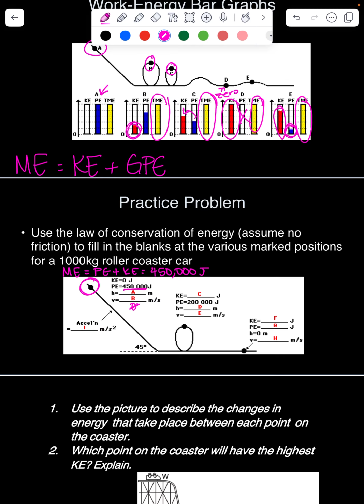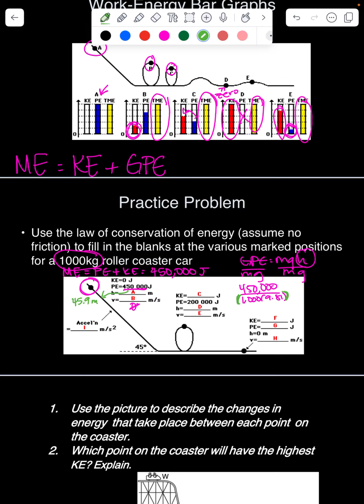To find our height, we know that GPE is equal to mgh. Solving for h, we divide by mg. Our mass, I told you right here, is 1,000 kilograms. So at this point, we have 450,000 divided by 1,000 times 9.81. As you put this into your calculator, you have to remember to put parentheses around your two denominators. We do the math, we divide, and we should get a height of 45.9. I'm going to do this over here.